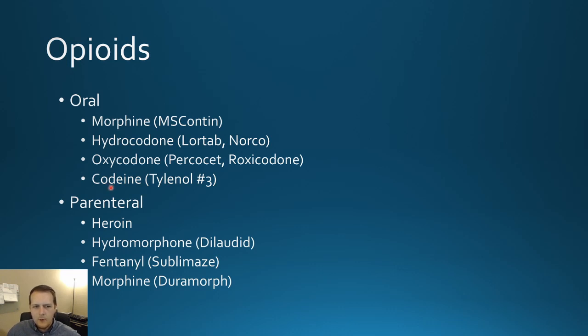Then codeine is another common one you'll see used orally as well, usually in combination with Tylenol, and that's called Tylenol number 3. Parenterally speaking, we have several different options here, and these are going to be used more on the in-hospital side. This is going to be used in the surgical setting, things like that.